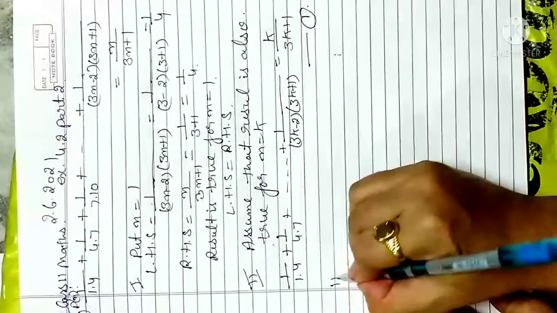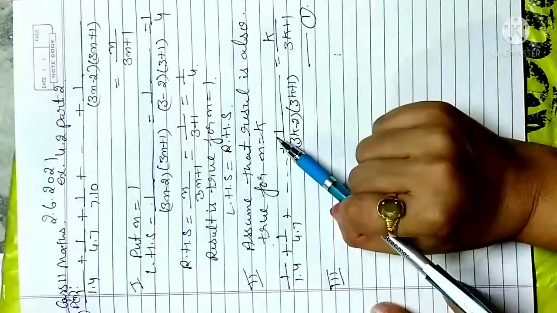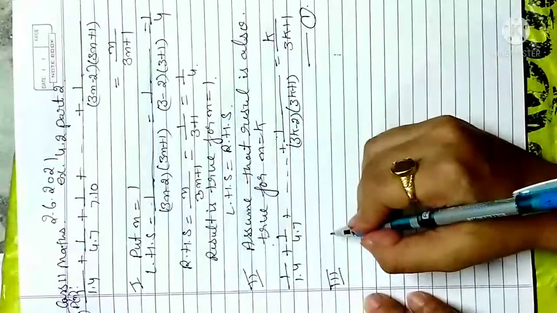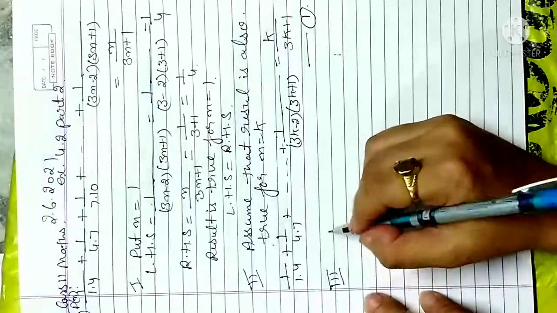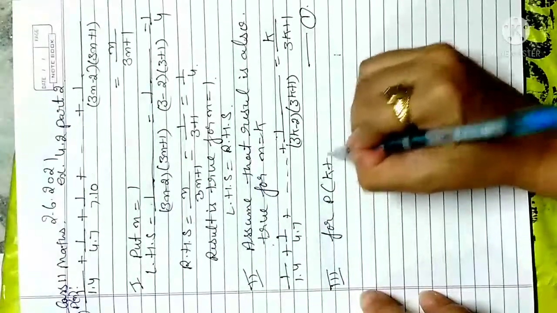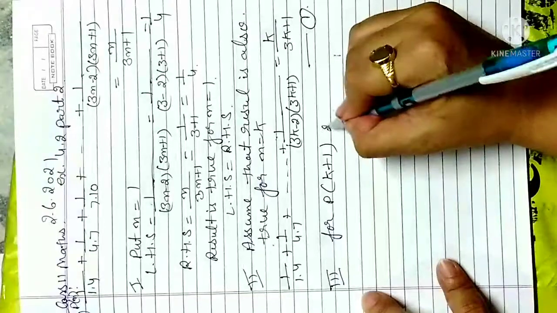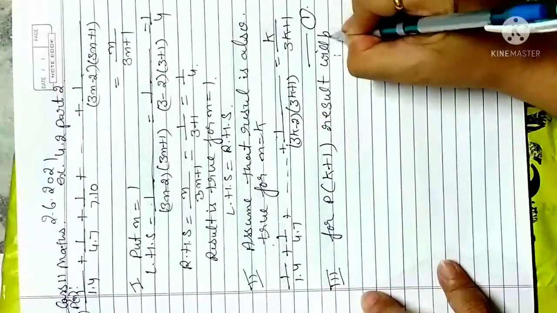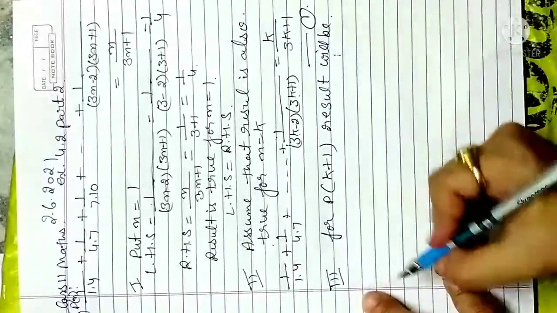Now I go with my third step. If it is proved for n is equal to 1, it will also be proved for n is equal to k. This is our assumption. Now we want to prove for n is equal to k plus 1. So my third step is the propositional equation for the k plus 1 result. In place of k I replace k plus 1.